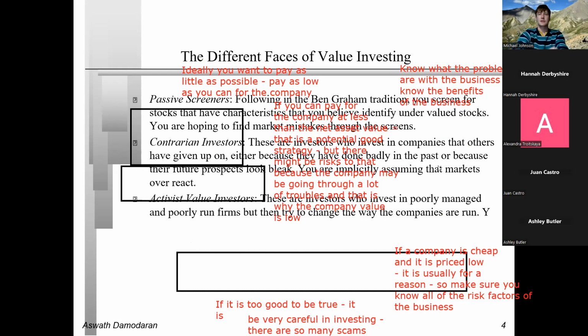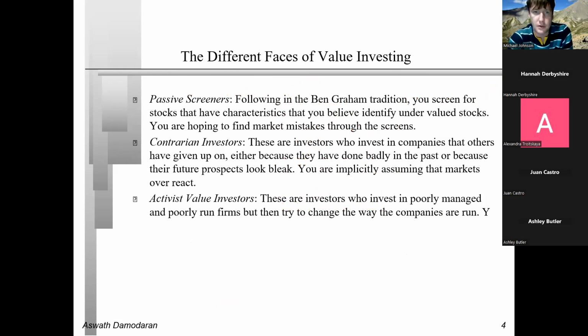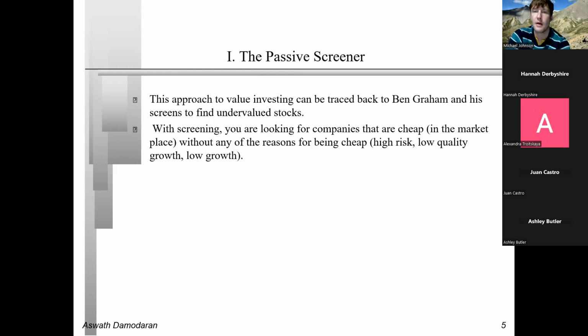So different phases of value investing. Passive screeners: you screen for stocks that have characteristics that you believe identify undervalued stocks. So you want to find market mistakes through these screens. Contrarian investors invest in companies that others have given up on, either because they've done badly in the past or because their future prospects look bleak. You are implicitly assuming that markets overreact. And then the activist value investors invest in poorly managed and poorly run firms, and they try to change the way the companies are run.